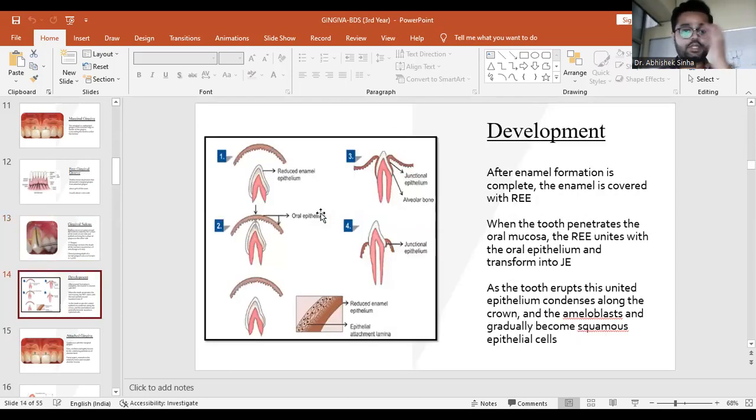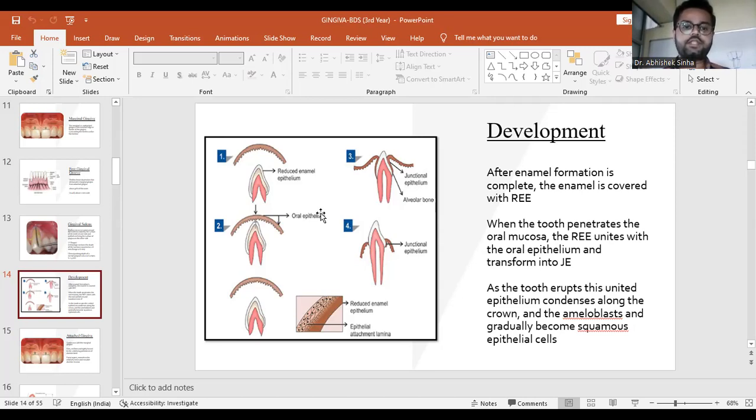Next, a little bit about the development. Since you already have a fair idea about the tooth development procedure from your first year onwards, I hope this is not going to be much troublesome for you. After enamel formation is complete, enamel is covered by reduced enamel epithelium. REE is reduced enamel epithelium.